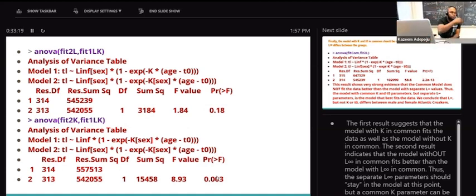If you take a look at the first one, model with K and model without K, that was what we did in the first one. The model with K, the model without K, okay? Now, the second one indicates the model without L infinity. The model without L infinity in common fits the model better than the one with L infinity in common. Take a look at that. That's what we have here. Because if you take a look, L infinity, no sex, L infinity with sex, okay? It means you have one with L infinity and another one without that. Now you can see what we have now.